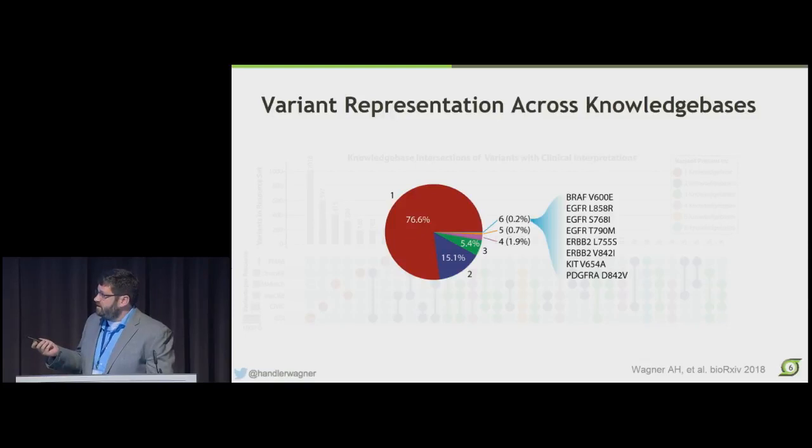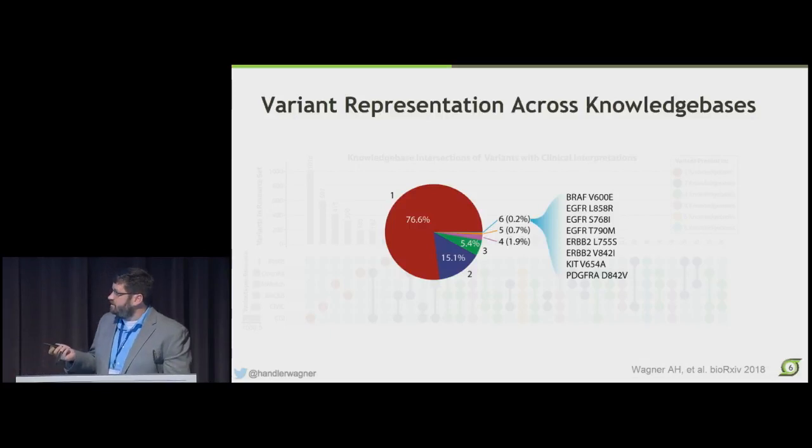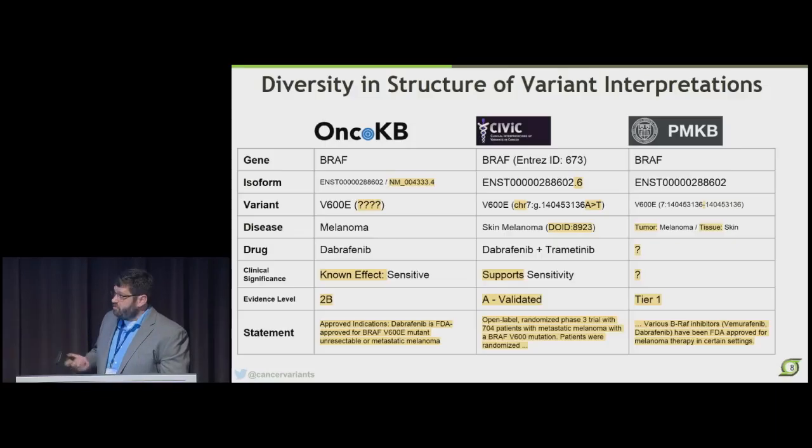And notably, less than 10% of all variants observed across these knowledge bases are found in at least half of them, and over 76% are found in only one. So this speaks to the very diverse nature of the content across these knowledge bases and the need to harmonize across them. In addition, variant interpretations are structurally disparate.